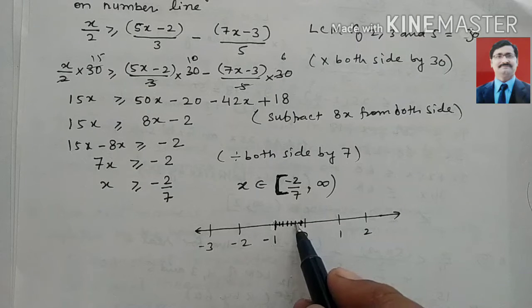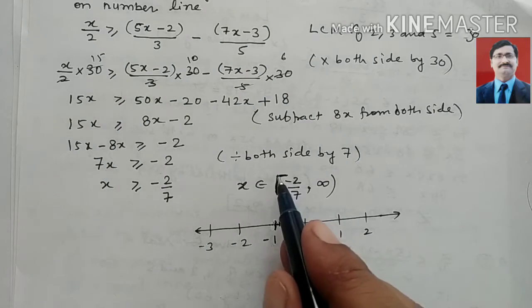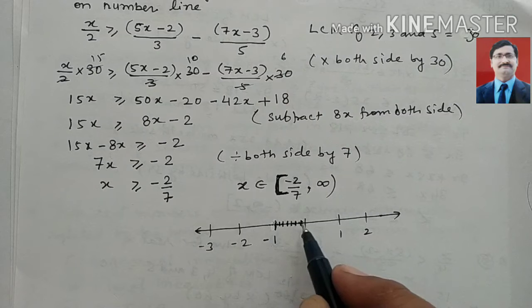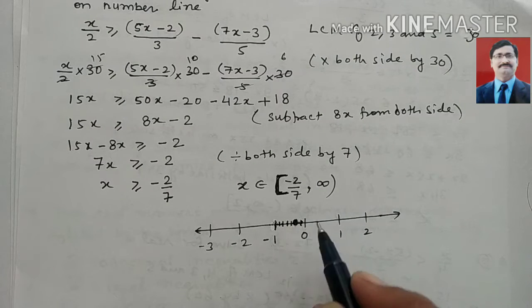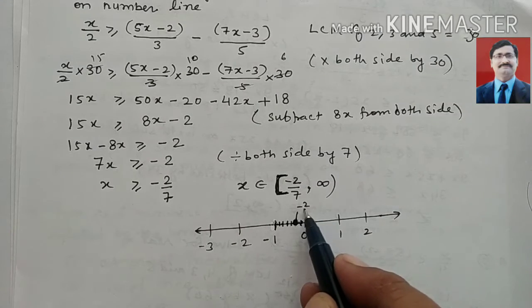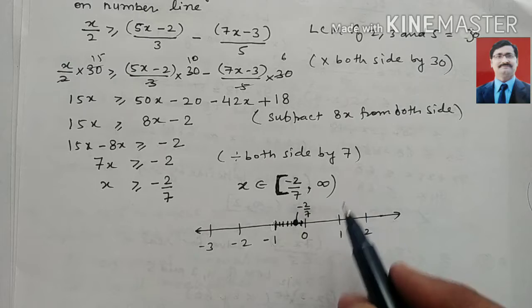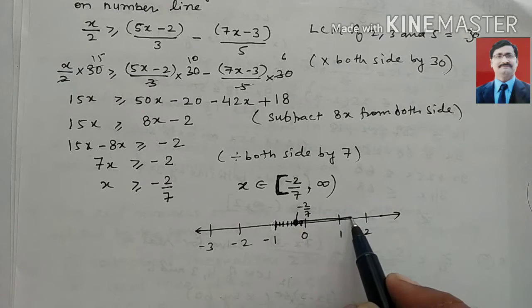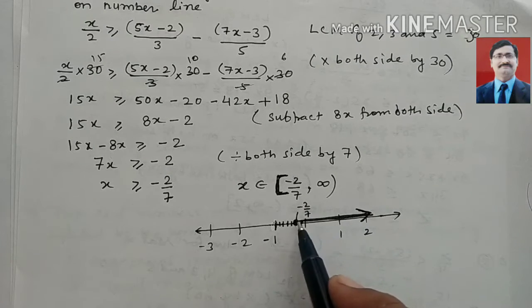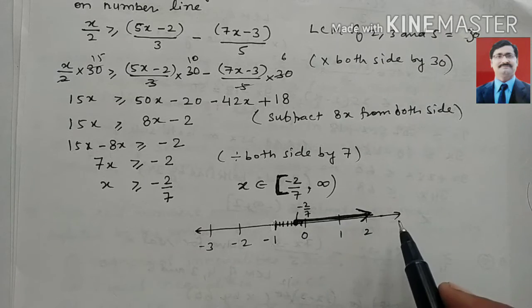Because on the minus side, this is minus 1 and this is minus 2 by 7. The bracket is a closed bracket, so you will mark a dark circle here, and this value we can write as minus 2 by 7. And greater than this means you can mark an arrow. This type you can mark an arrow. So this represents the line. Have you all understood this?